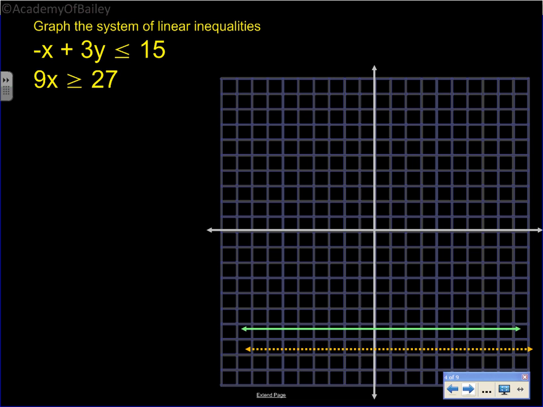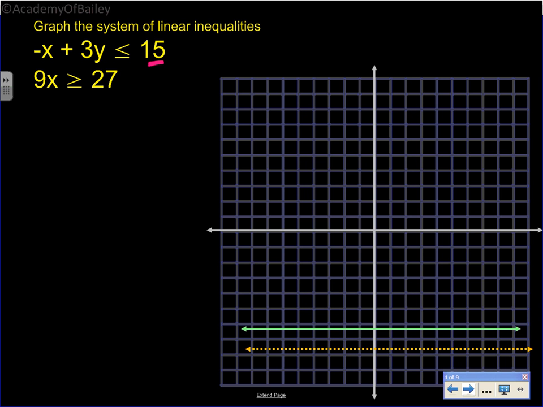Now, I don't want to find intercepts here because if I find the x-intercept, it's going to be negative 15. And negative 15 is tough to graph, and we have to go through making more grid marks down along there. It's just easier to find the slope-intercept form of that equation.